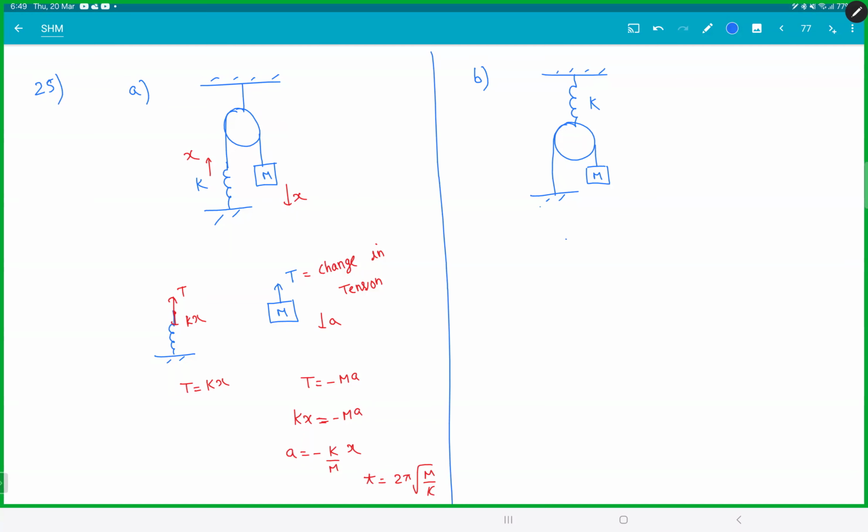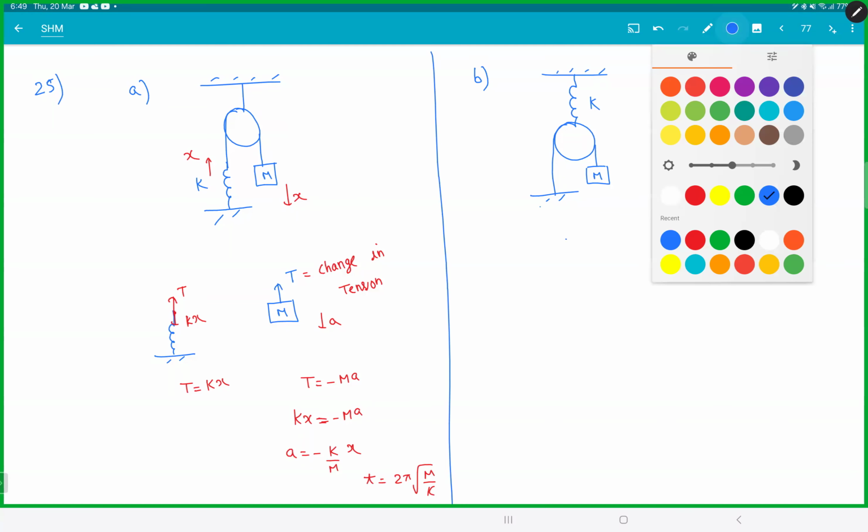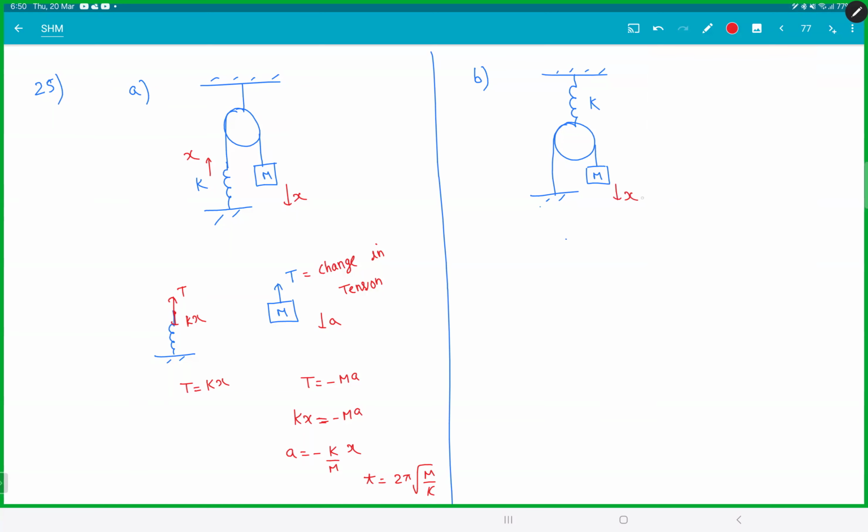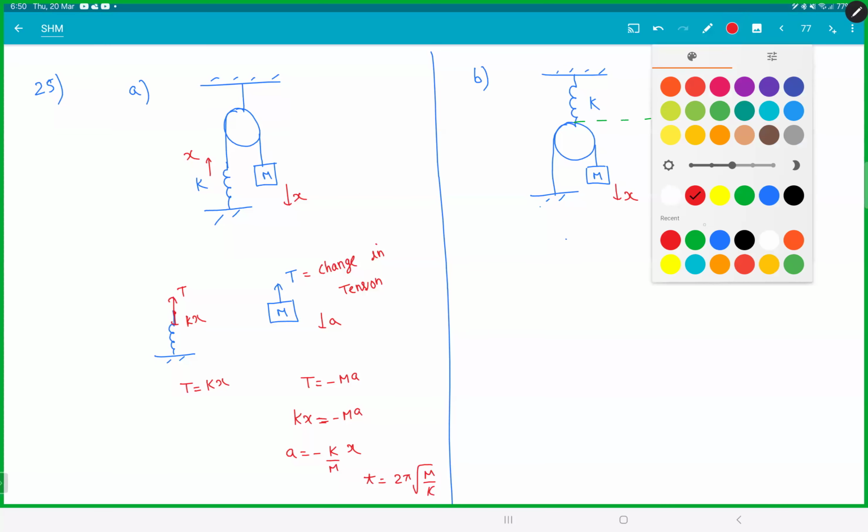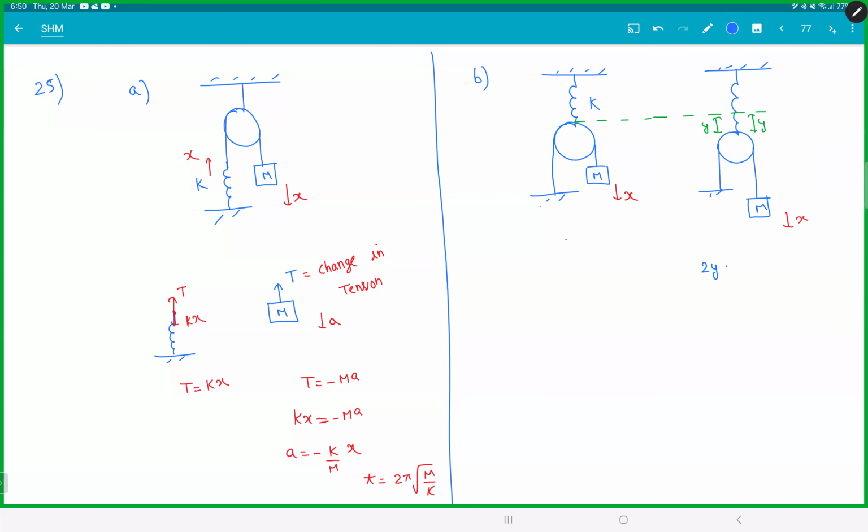What about this one? If I pull this by x, do you think the spring will stretch by x? I don't know, but I'm pretty sure it is not x. That is the first thing. So then how do we calculate this? Let this spring go down by some y. I'm drawing a picture here. So let's say from here to here. So this is going y down. This is going y down. Whenever the block goes down by x, how much will the pulley move? y. And how much will the string be? 2y is equal to x. Agreed?